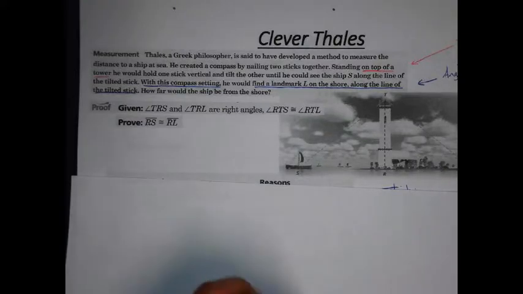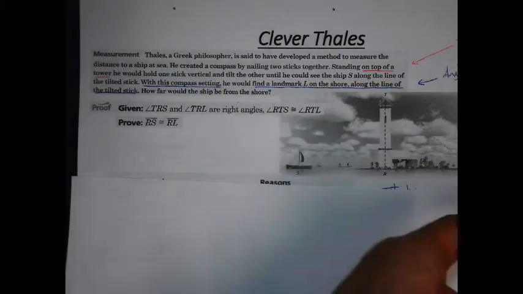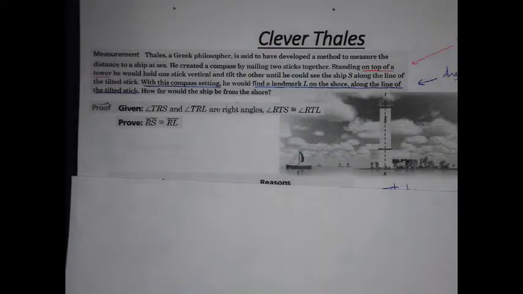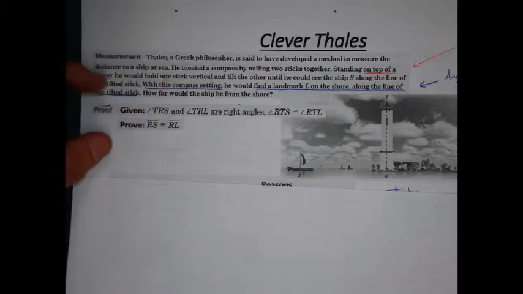And then he would nail it. With that compass setting, he would find a landmark L on the shore along that same eyesight line of the tilted stick. How far would the ship be from the shore? And of course, right now you're thinking, what? All of that said this.